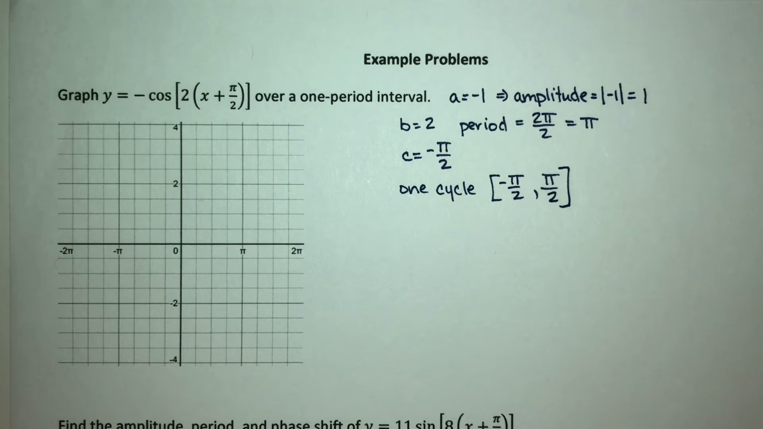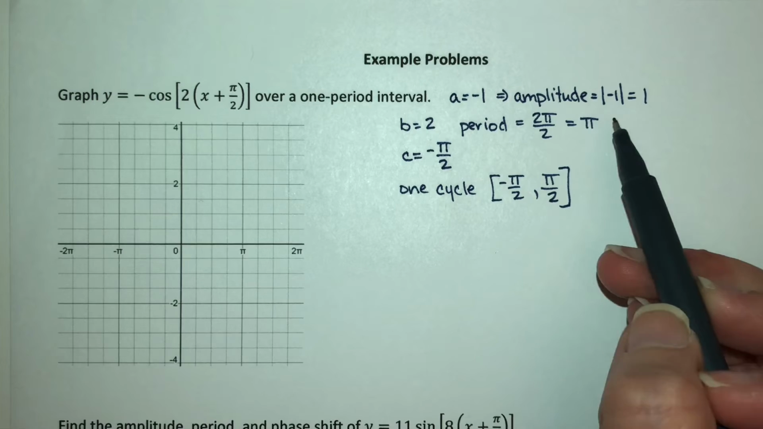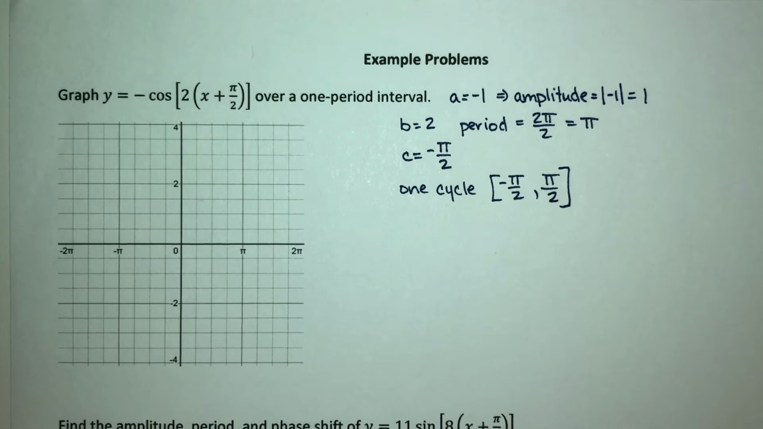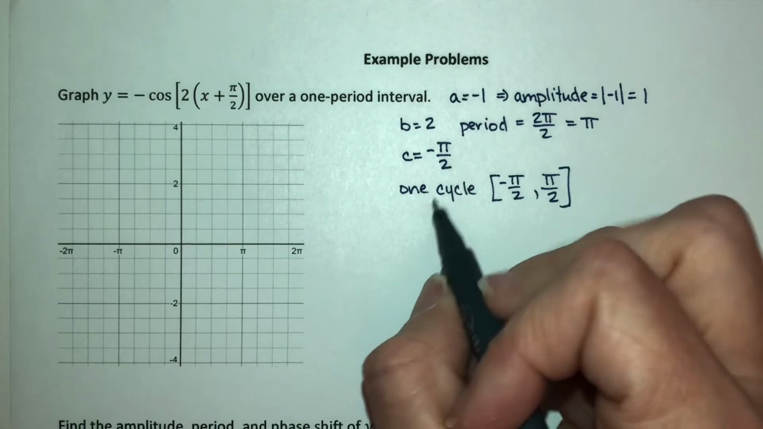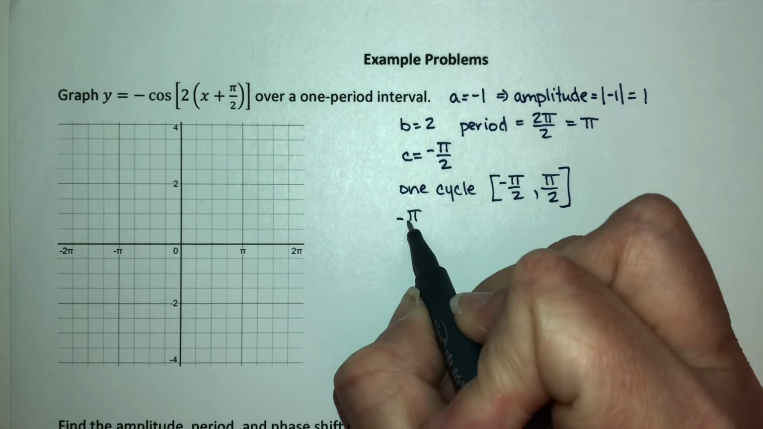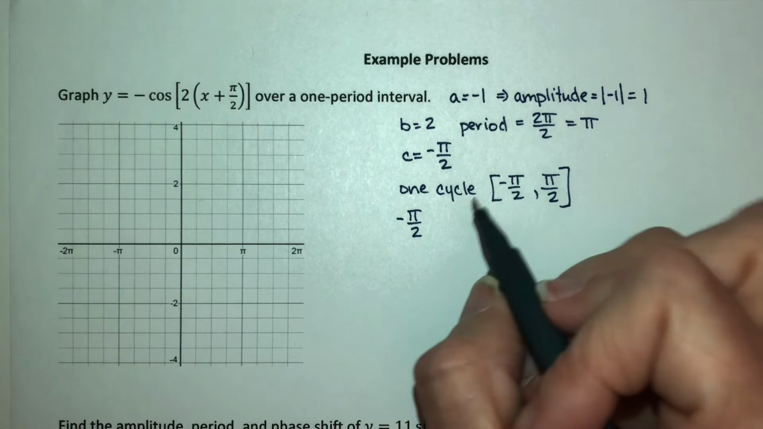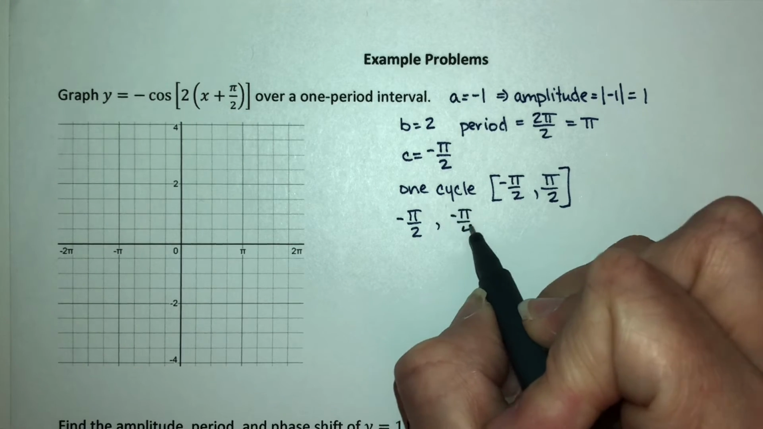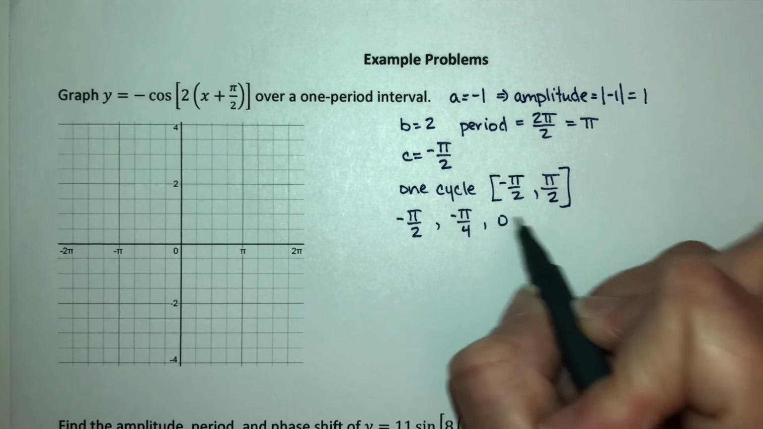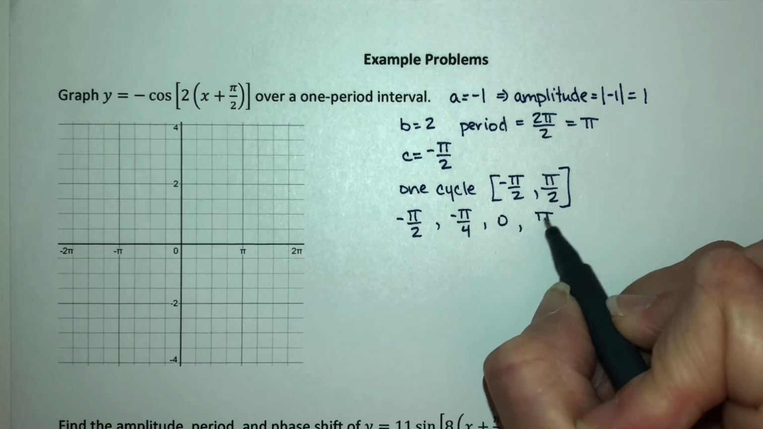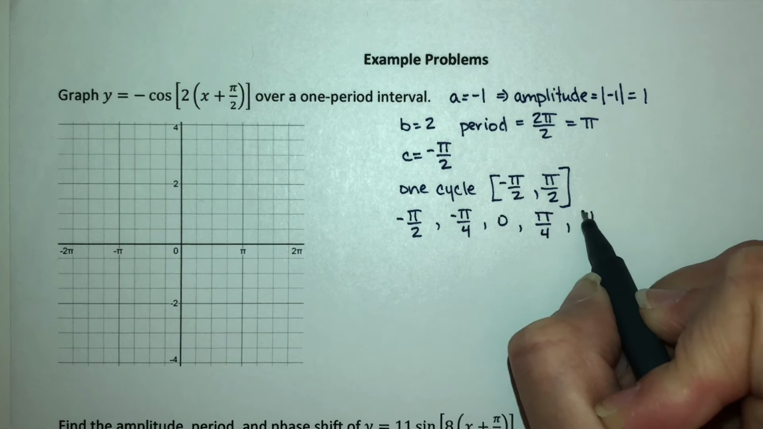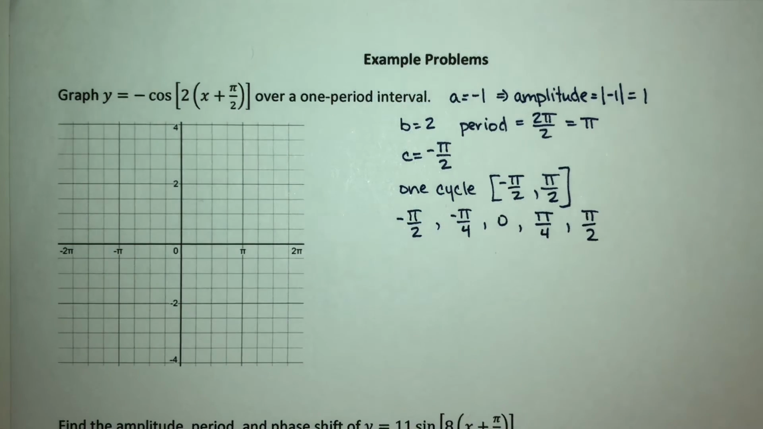Now we break this up into 4 equal parts. Our overall period is pi, so I'm going to be breaking it up into pi over 4 each time. My starting x value is negative pi over 2. If I add pi over 4 to that, I get negative pi over 4. Add pi over 4, I get 0, and then keep doing that. And I have the x coordinates for our key points.